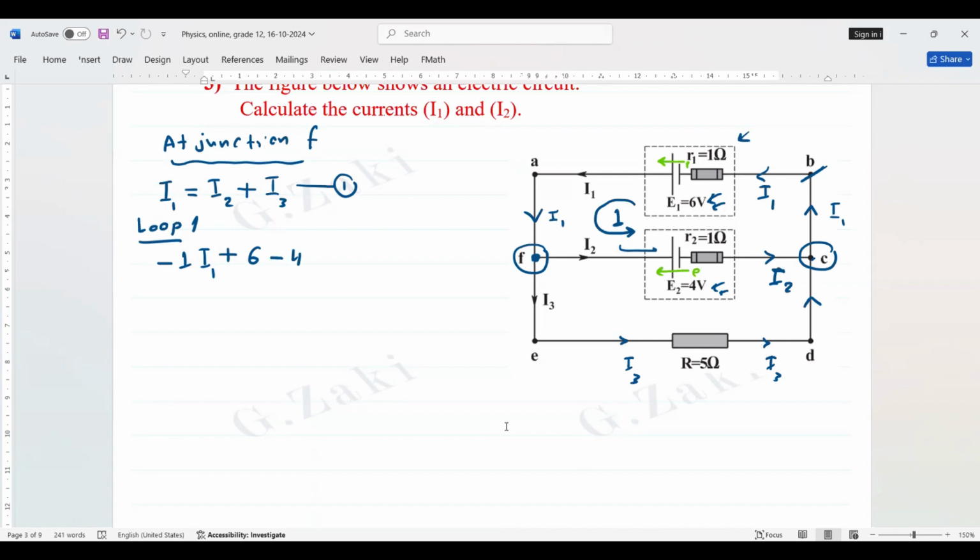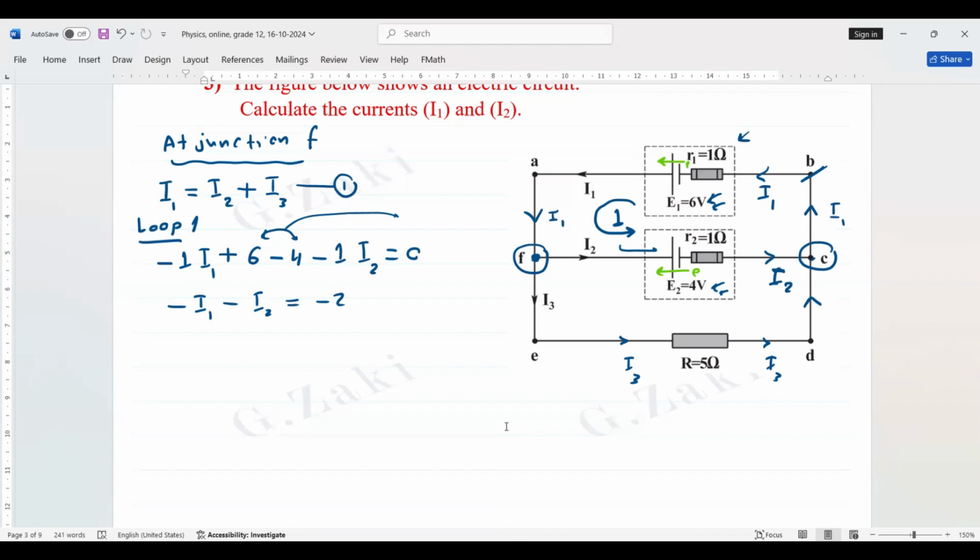The direction of the current I2 is the same as the direction of the loop, so it's positive. The resistor is 1 and the current is I2, so it's negative 1 I2. Finished, equals 0. Simplify: negative I1 minus I2, 6 minus 4 equals 2. Move it to the other side; simplify, it's better to change the sign, divide by negative 1. Then we can say I1 plus I2 equals positive 2.